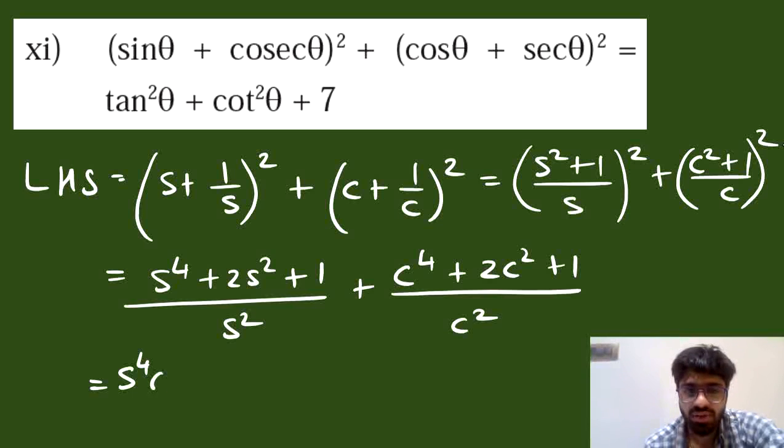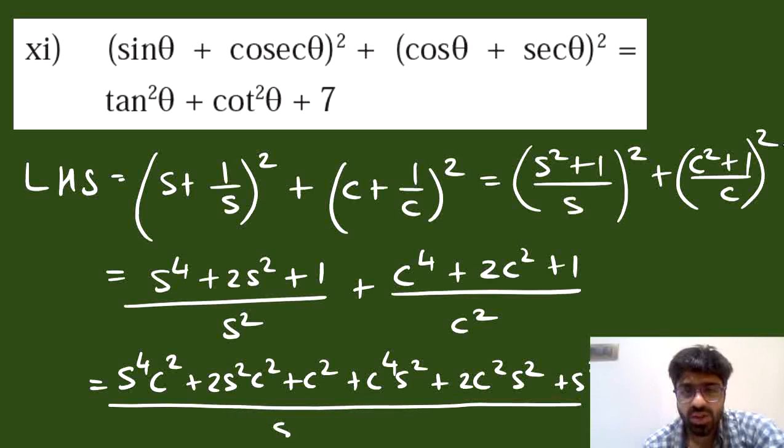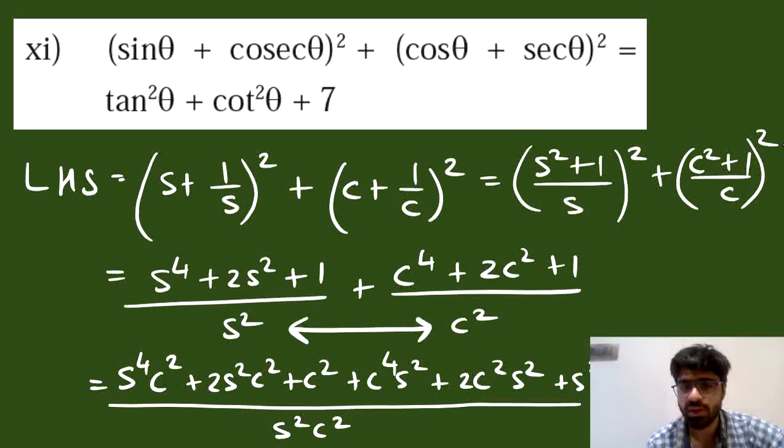That would give us sin⁴ θ cos² θ + 2 sin² θ cos² θ + cos² θ, plus cos⁴ θ sin² θ + 2 cos² θ sin² θ + sin² θ, the whole divided by sin² θ cos² θ. For all those who didn't get it, I have simply cross multiplied, and that gives me the terms in the numerator, and the denominator will contain the multiplication of the two terms here.